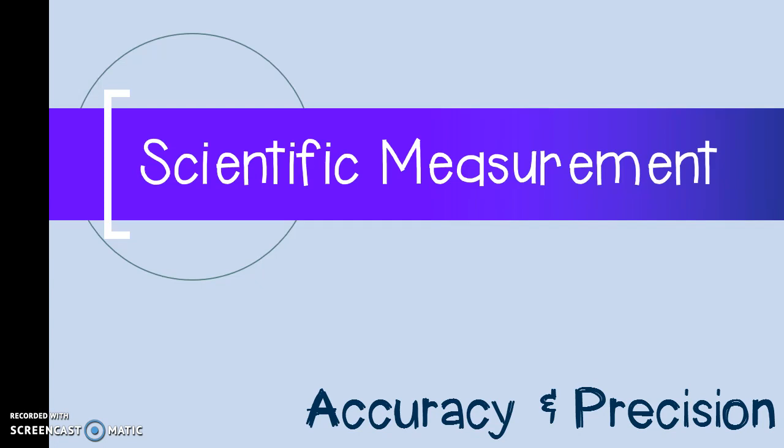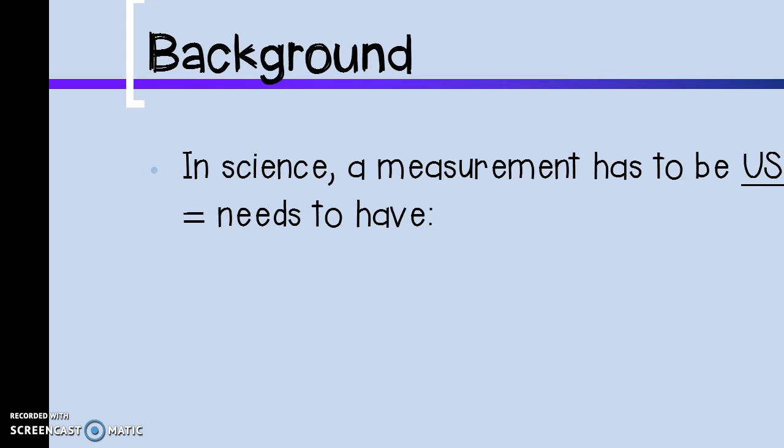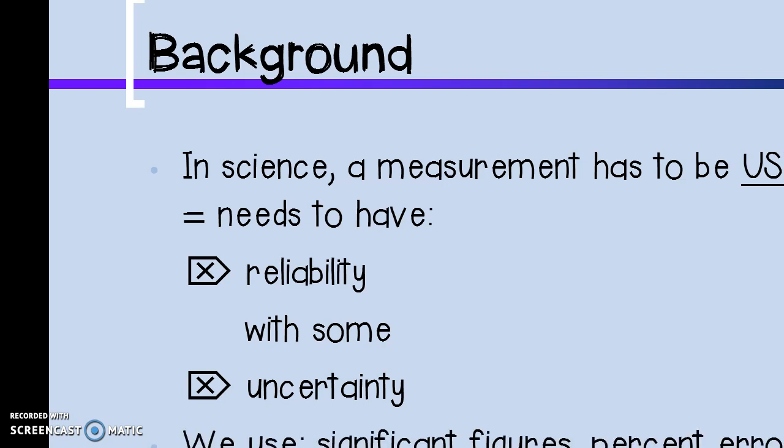So we wanted to talk briefly about this concept so that we can apply it a little bit throughout the school year. The big deal is that we really need a measurement to be useful. And in order for a measurement to be useful, it needs to have certain things. It needs to be a reliable piece of data, which data can be measurements. And with the reality that there's going to be some level of uncertainty in that reliability.